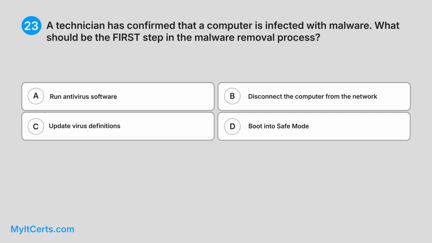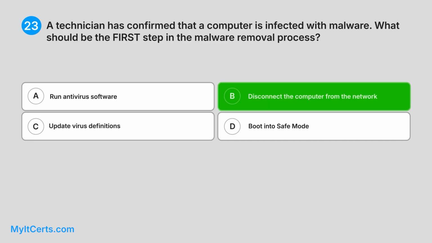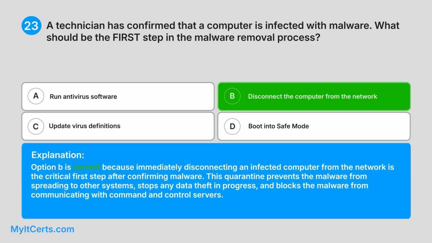Correct answer: B. Disconnect the computer from the network. Explanation: Option B is correct because immediately disconnecting an infected computer from the network is the critical first step after confirming malware. This quarantine prevents the malware from spreading to other systems, stops any data theft in progress, and blocks the malware from communicating with command and control servers.